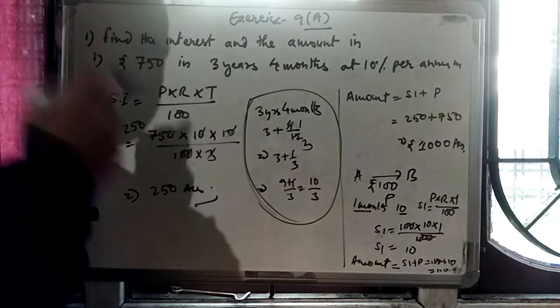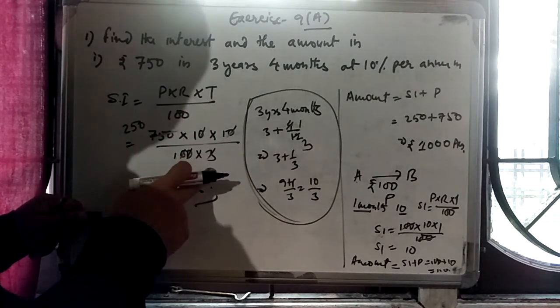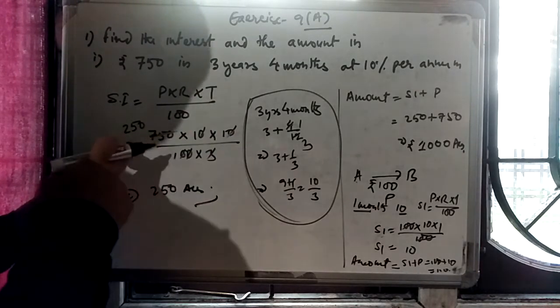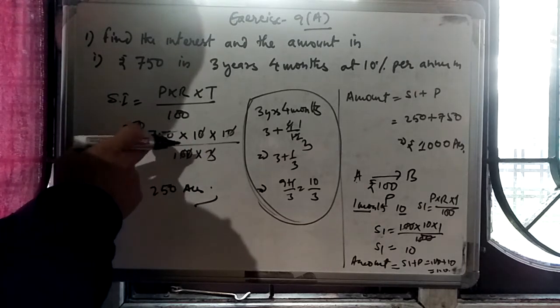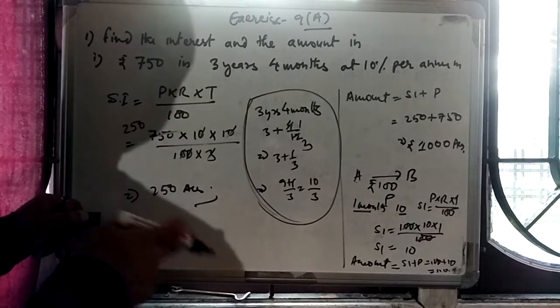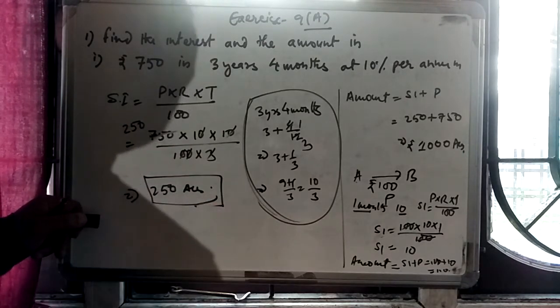Okay, now if you cancel it, 750 into 10 into 10 by 100 into 3. So cancel the zeros, and by 3, if you cancel it according to the table, 750 will go by 3 to 250. So the interest came to 250.